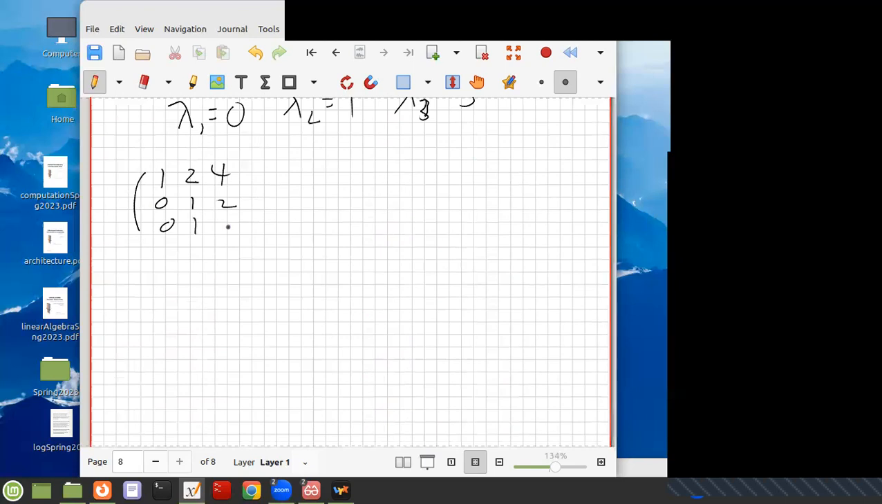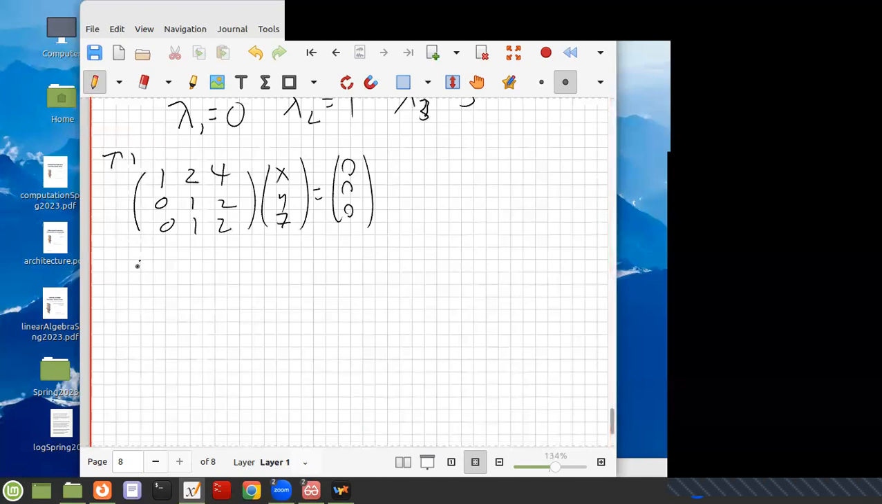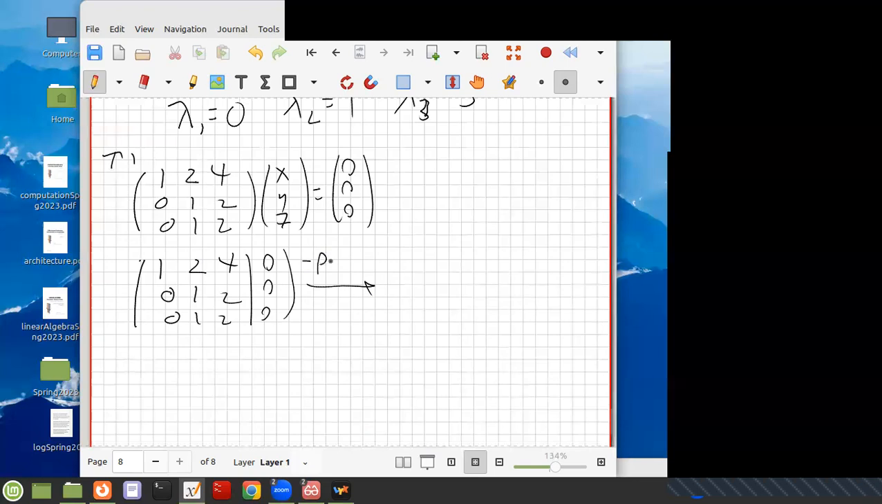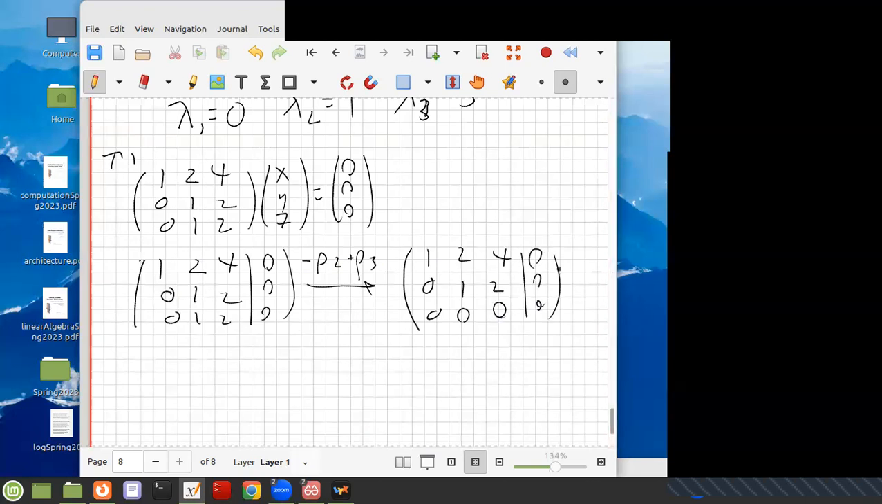0, 1, 2, 0, 1, 2 times x, y, z equals 0, 0, 0 as the one for lambda 1. So we can just write down the augmented matrix right away: 2, 4, 0, 2, 0, 1, 2, 0, 0, 0, which we then can do minus row 2 plus row 3 to get 1, 2, 4, 0, 1, 2, 0, 0, 0, 0, 0, 0, right?